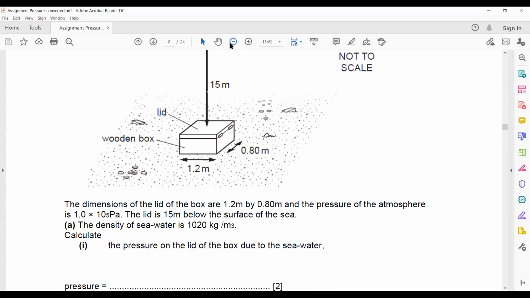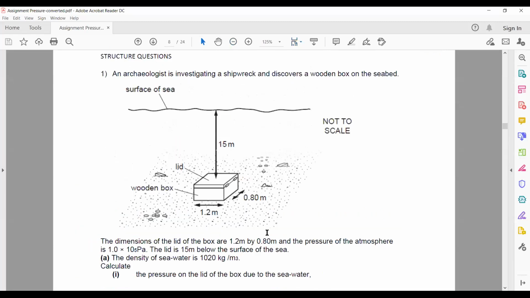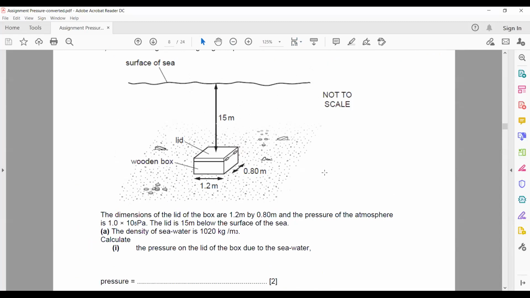So if we want to calculate the pressure here, an archaeologist is investigating a shipwreck and discovers a wooden box on the seabed. The dimension of the lid of the box is 1.2 by 0.8. The pressure of the atmosphere is 1 exponent 5 Pascal. The lid is 15 meter below the surface of the sea. The pressure on the lid due to seawater. So what is the pressure due to seawater?